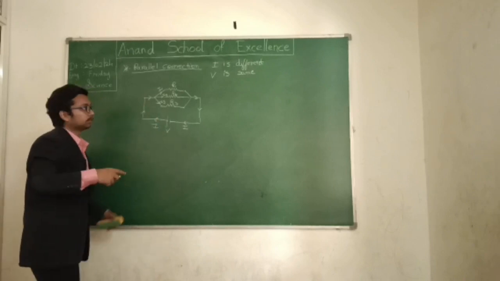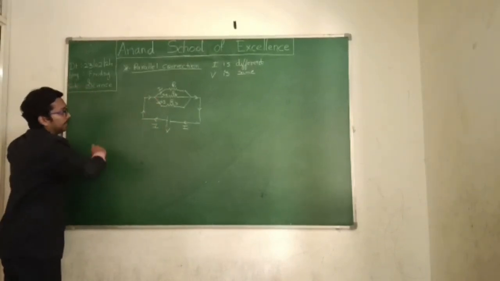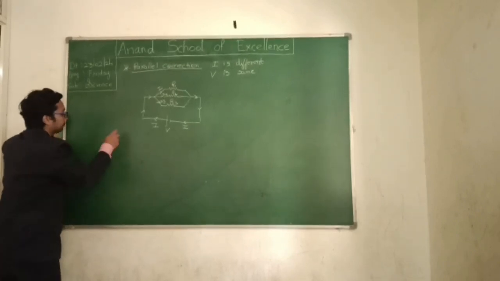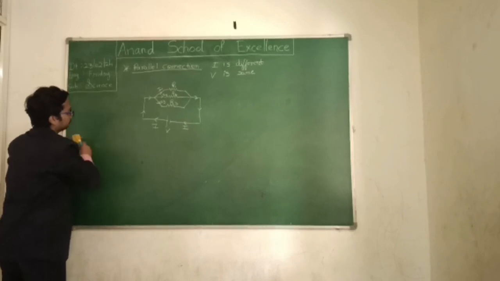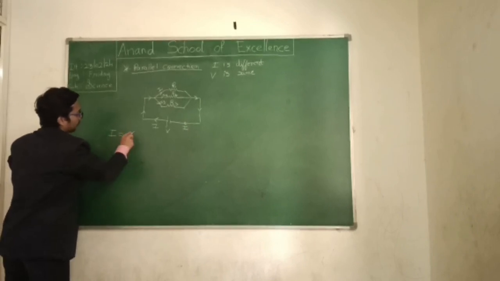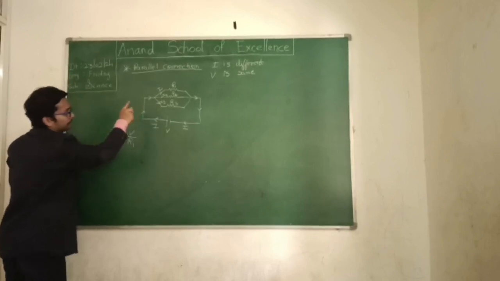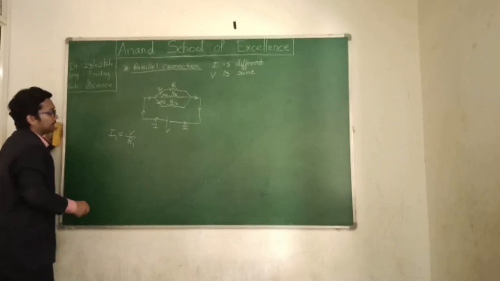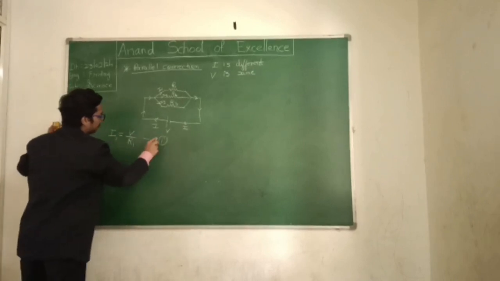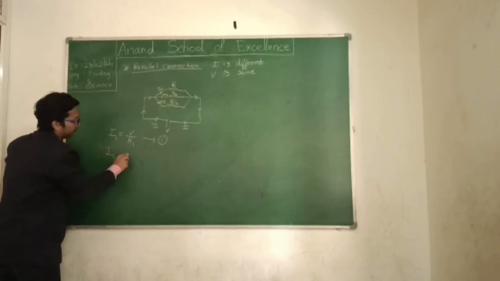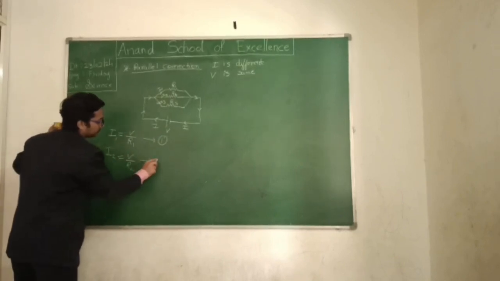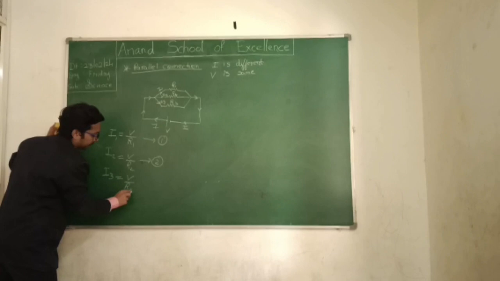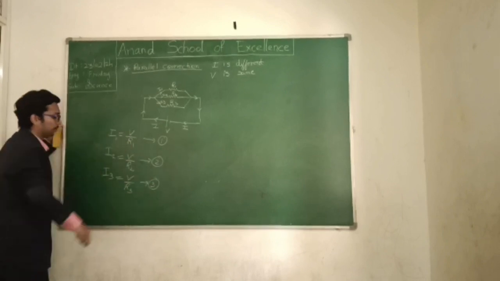Here V is same, so let's start our derivation by applying Ohm's law on each component separately. We get V upon R1, because we are finding the value of current in the first resistance. We get I1 is equal to V upon R1, first equation. I2 is equal to V upon R2, second. I3 is equal to V upon R3, that is our third equation.